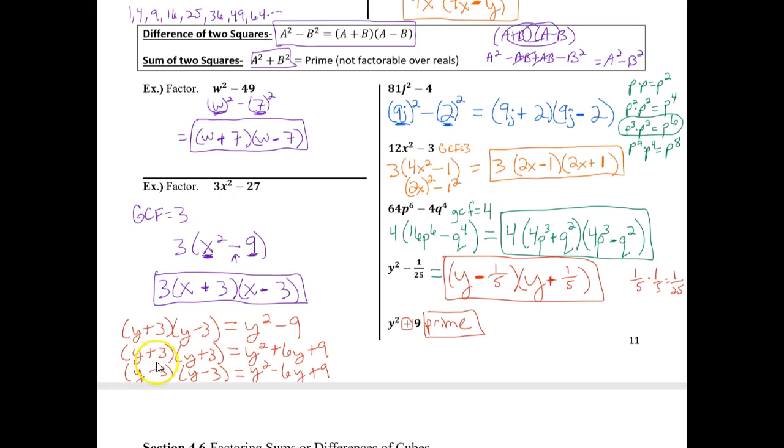So there's no way, we've done every combination there is, right? One's positive, one's negative. Both positive, both negative. There's no way to drop out the middle term and keep this positive. So that's why it's prime. There's nothing that I could multiply together to get me here.